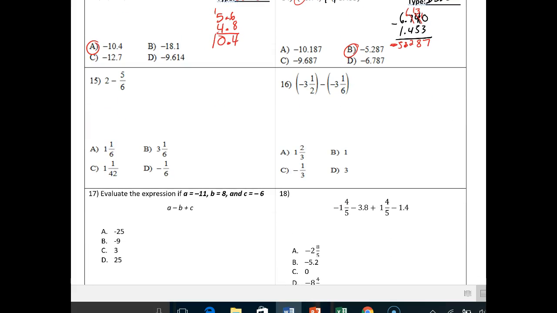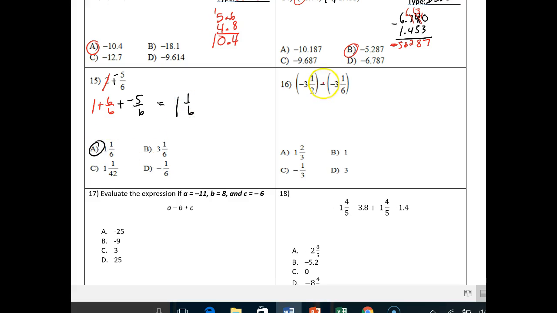Number 15, this is a problem where you need to borrow, so plus a negative, so you need to borrow from the 2, it became 1 plus 6 over 6 plus negative 5, 6. And now we just have a simple DSSL problem, right? So 6 plus negative 5, 6 gives you 1 and 1/6. And A is your answer there.